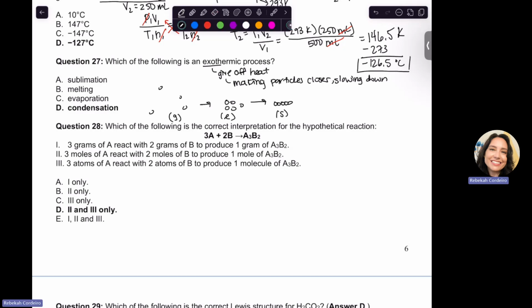So that would be exothermic, because the opposite is endothermic, right? Going from solid to liquid is melting, that's endothermic. Going from liquid to gas, that's boiling, that's endothermic. And so the opposite is exothermic. So sublimation, that is solid to gas, that would be endo. Melting, that is solid to liquid, that's endo. Evaporation, that is liquid to gas, that's endo. So the only one that's different is condensation, which is gas to liquid, which is exo.